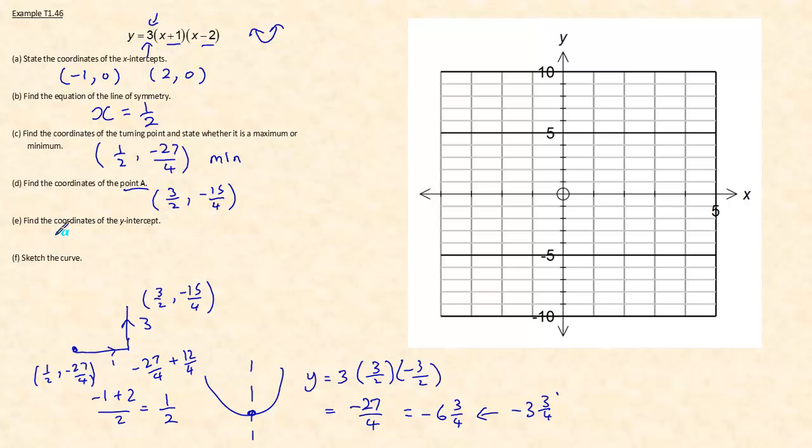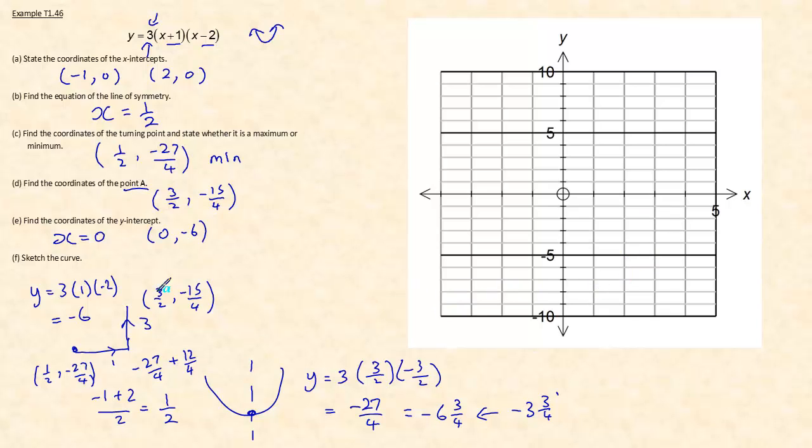Now the y-intercept is when x is equal to 0, so y is going to be 3(0 + 1)(0 - 2), so that's -6. So we have (0, -6).